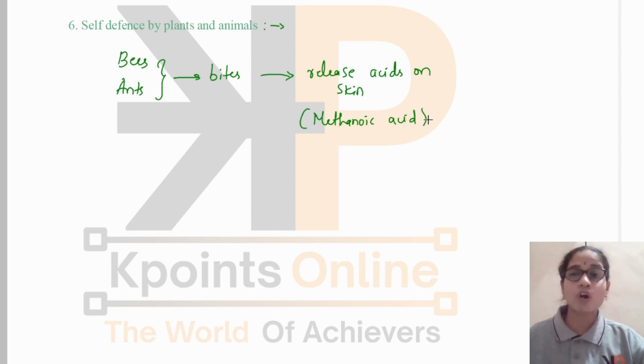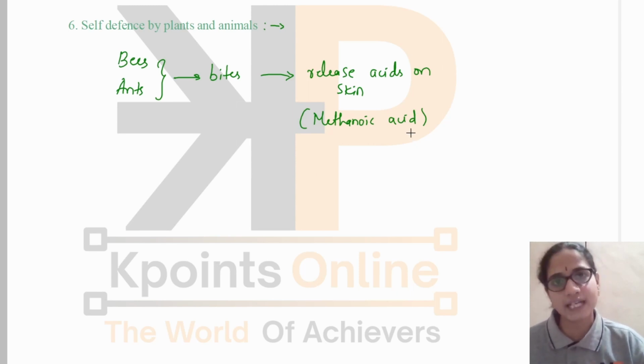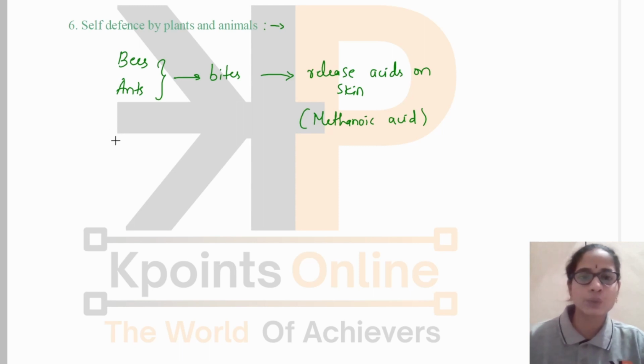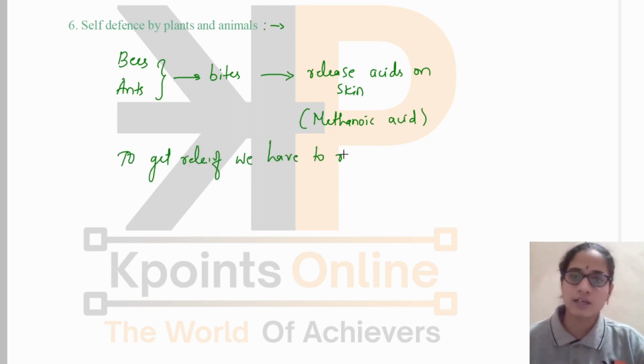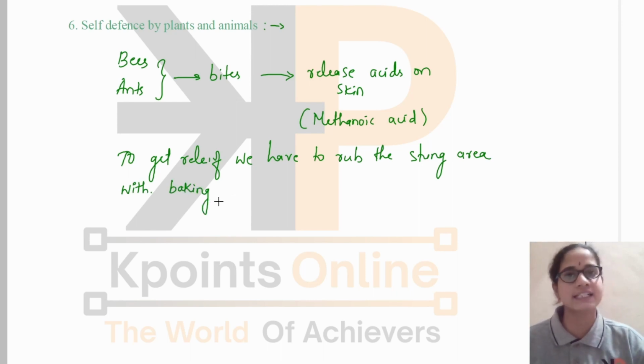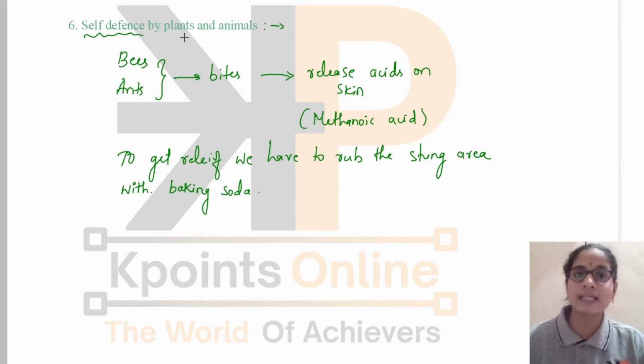What we need to do is rub that area with baking soda, which is a base. We know that methanoic acid is an acid, and because of that acid we are feeling the pain and irritation. In order to get relief, we have to rub the stung area with baking soda, so that the baking soda neutralizes the acid that is injected on our skin by bees or ants. This is a self defense by animals.